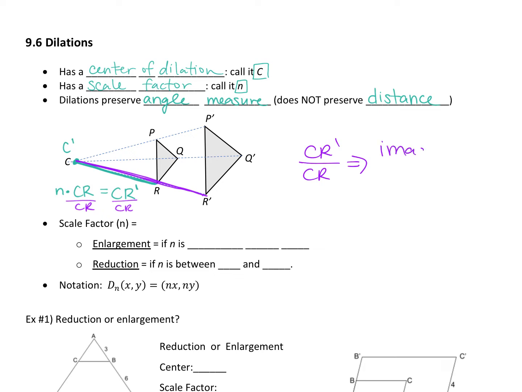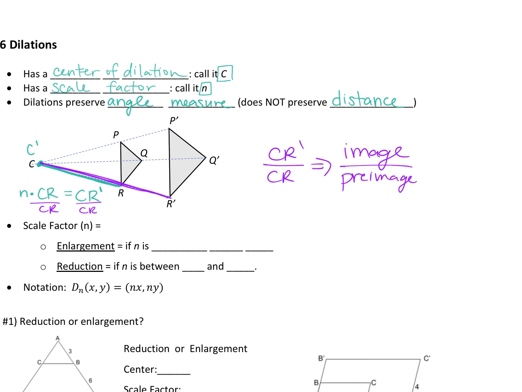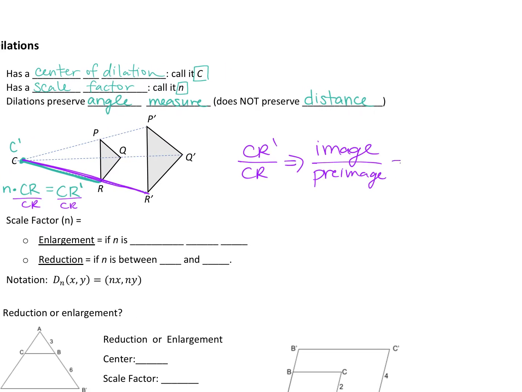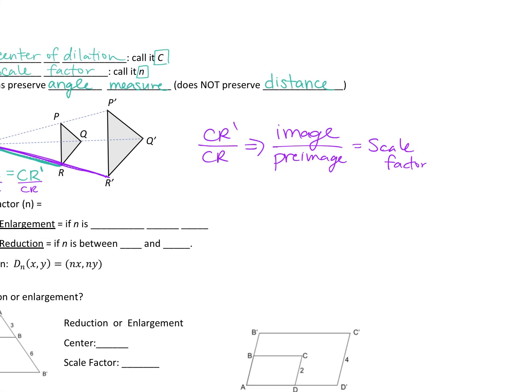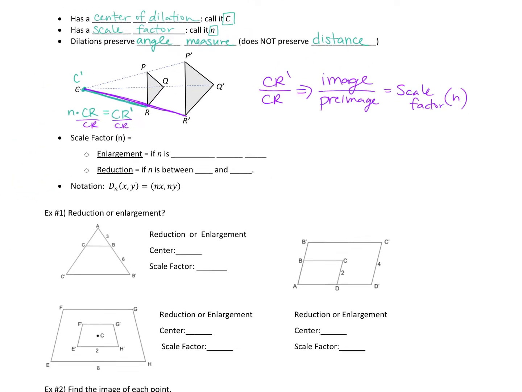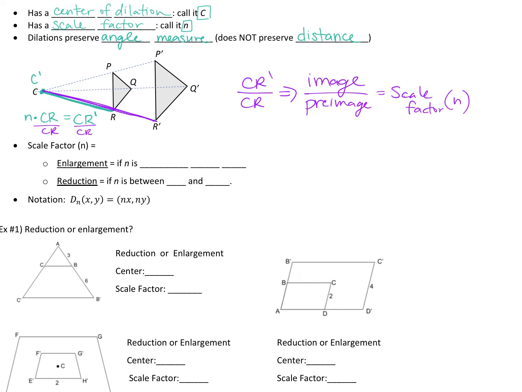An easier way of saying that is when we are doing this, it will always be the image. Remember, the image is your new figure, what it became. What's the original figure called? The pre-image. Okay, so your image over your pre-image, that's your scale factor, which we call N. Okay, image over pre-image. I'm going to need you to say that like 15 times today so that you keep it straight, because it always gets flipped around for people.